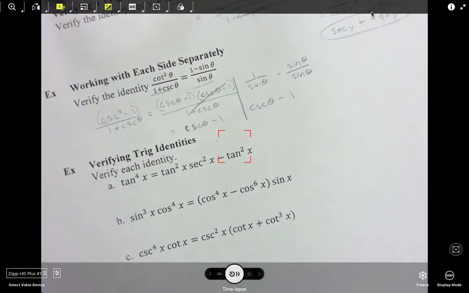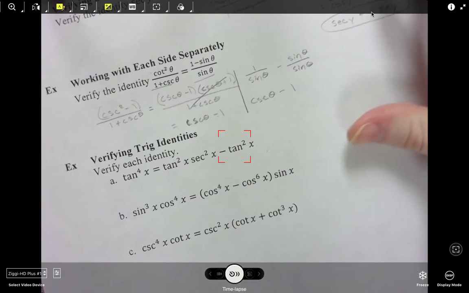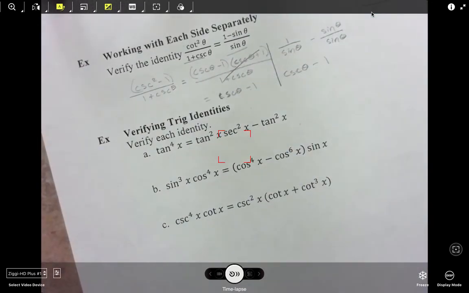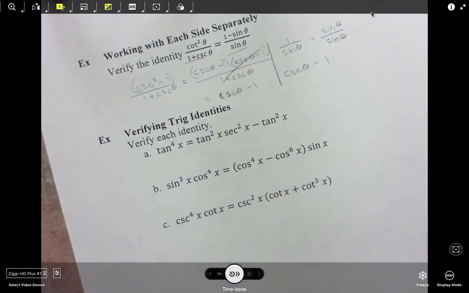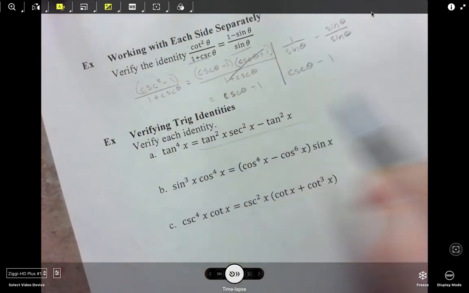So that one was really ugly. We had to work with both sides separately, right? Okay, these next three are going to go fairly quickly, I think. What we've got going on here, verifying each identity. In this case, I'm going to start with the non-ugly side and show you how it turns into... do I want to do that? No, let's start with the ugly side. Let's start with this side, okay?